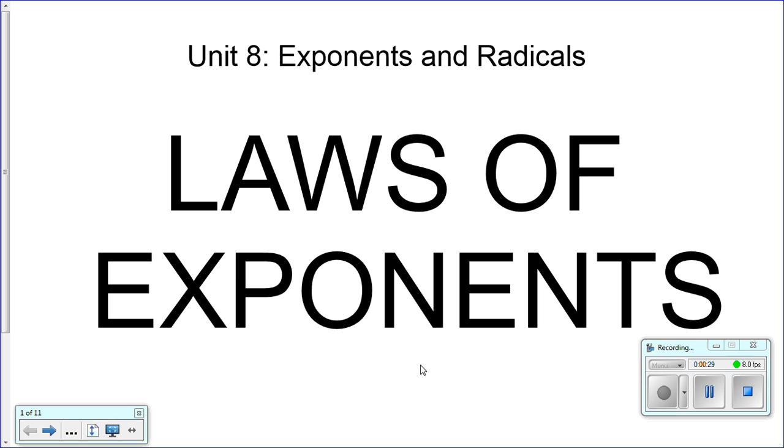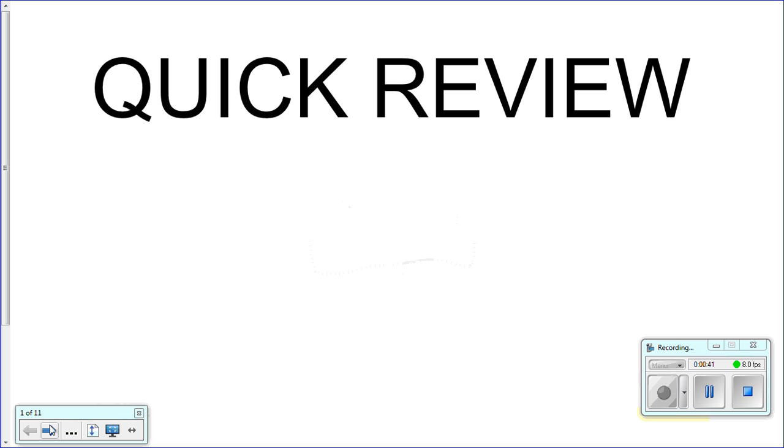But today we are going to go ahead and start the laws of exponents. Now, most of these you might have seen before, some of them might be quite new, but right now it's just about identifying and knowing what these laws actually mean, okay? So, quick review before we even start on exponents.